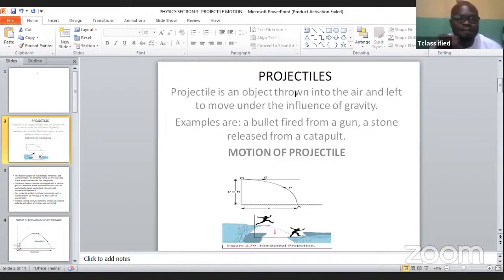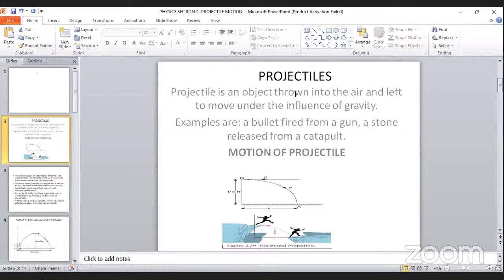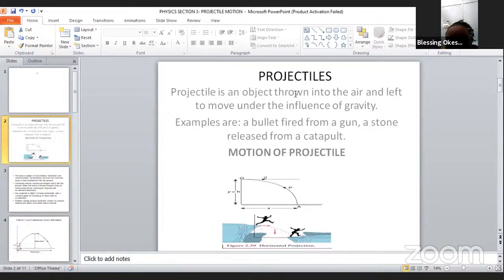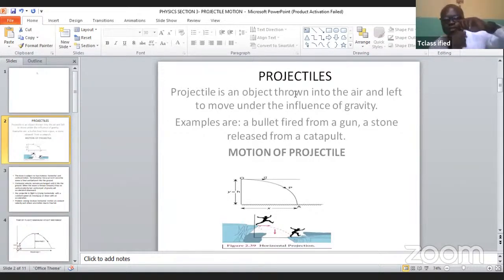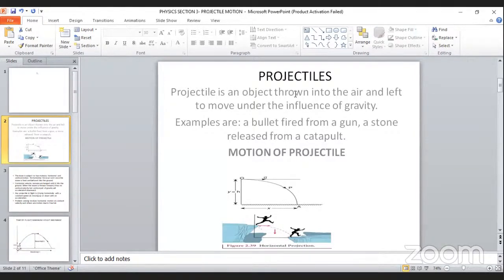Chika, give me an example of a projectile. Like a stone. A stone, yeah. When you throw a stone, it's also a projectile. Even when you release it from a catapult, it's a projectile.